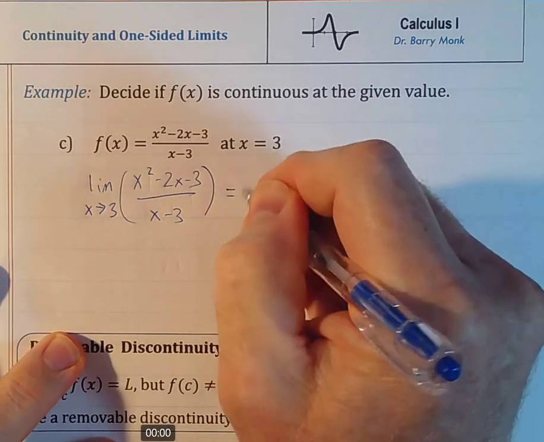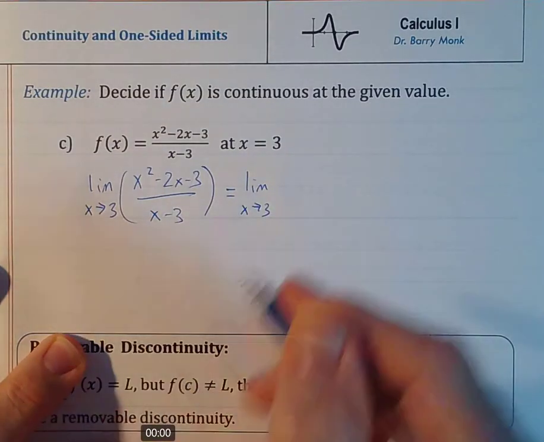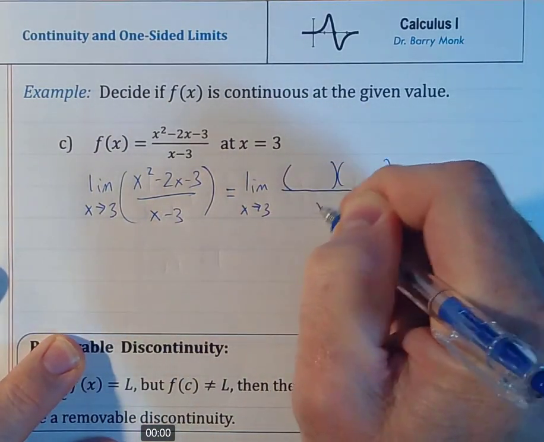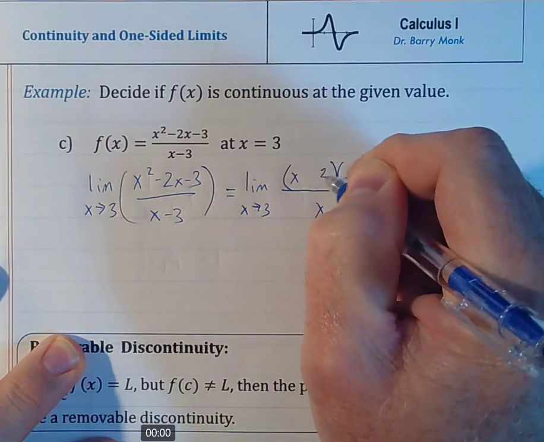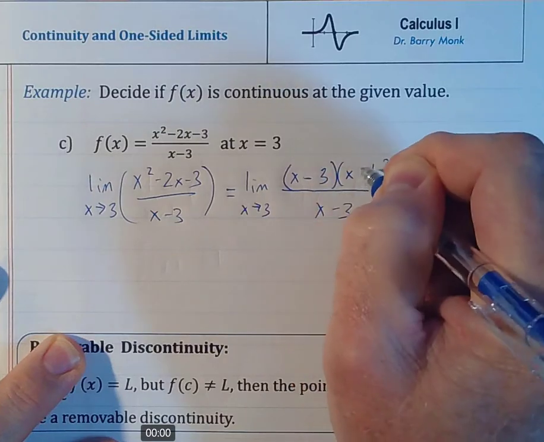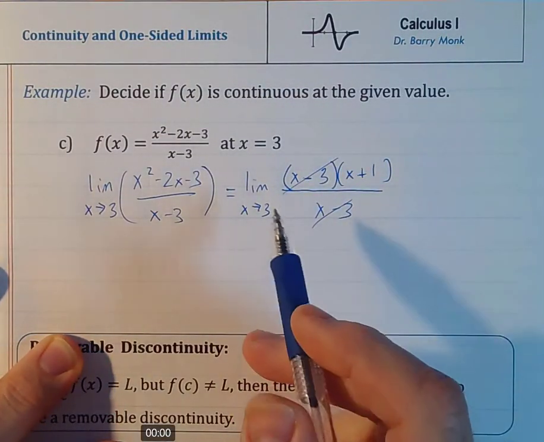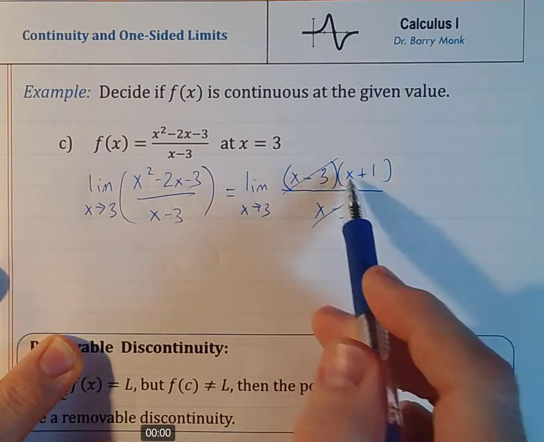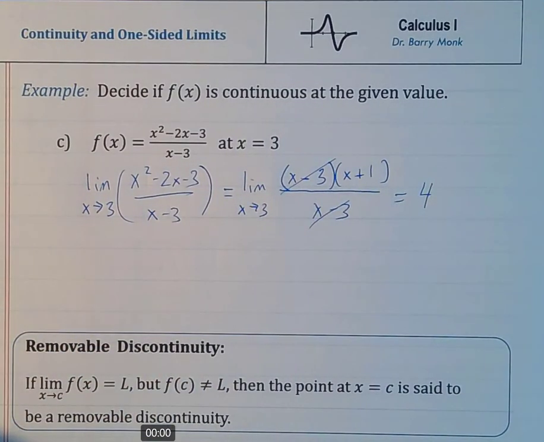But we know that limits are algebraic. And so maybe I could try some algebra here and see if I can evaluate it that way. And it turns out that if I factor the numerator up here, and then cancel out what's causing the problem, then I can evaluate this limit. The limit as x approaches 3, I'm just left with an x plus 1 right here. Looks like this is equal to 4. Okay, so the limit exists.